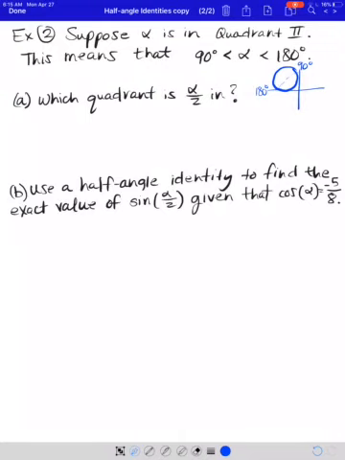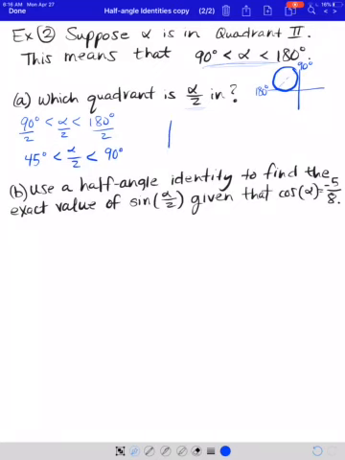And so in order to figure this out, I'm going to work with this inequality here. The fact that alpha is between 90 degrees and 180 degrees, well, I can take this inequality and solve for alpha over 2. Basically, I need to divide by 2, and that means all parts of my inequality are going to be divided by 2. And when we simplify, 90 degrees over 2 is 45 degrees. That's less than alpha over 2, which is less than 180 over 2, which is 90 degrees.